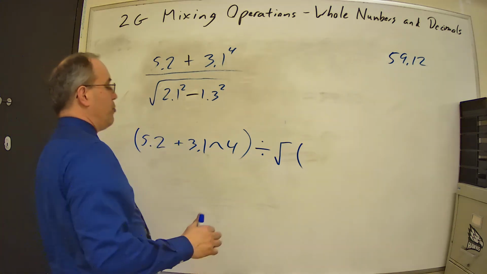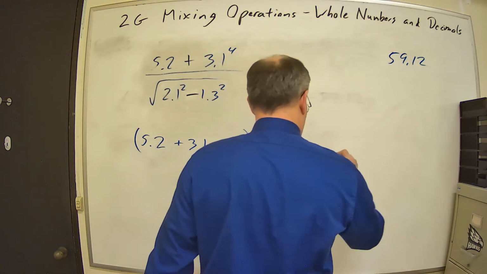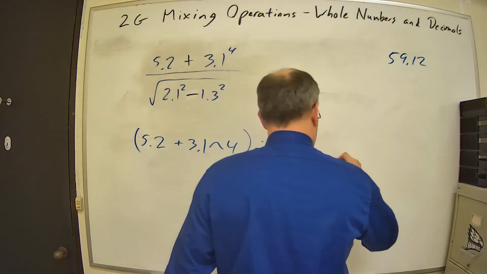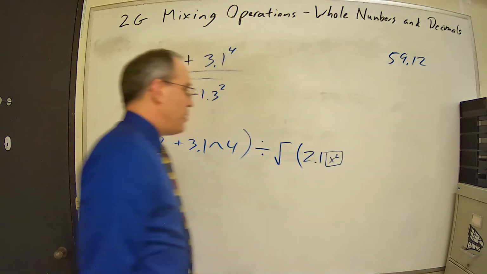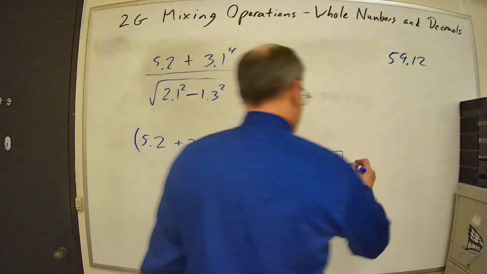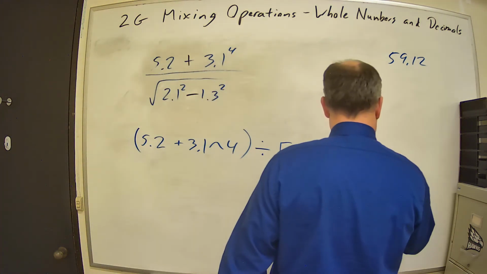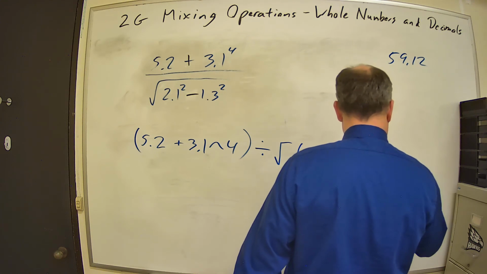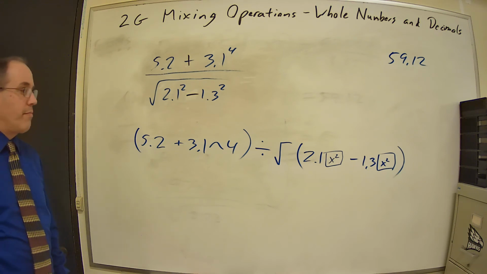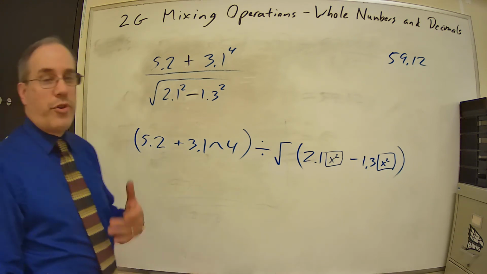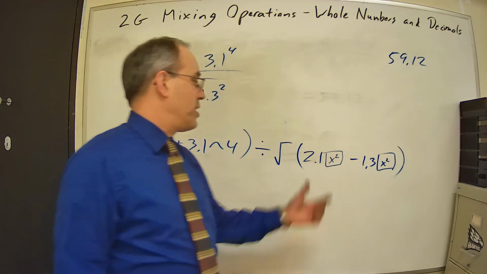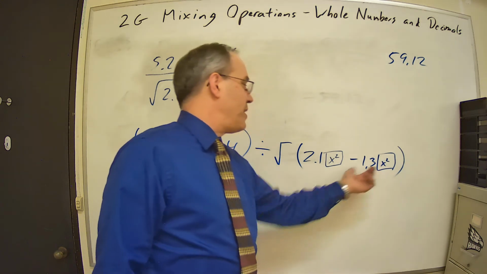And then I'm going to say 2.1, and I can hit my x squared button, right? I'm just going to make sure I show that I've got my x squared button. Minus 1.3, and I can hit my x squared button, and close parentheses. Now remember, your calculator recognizes that exponents come before subtraction. So it's going to square this first, square that, and then it's going to subtract.